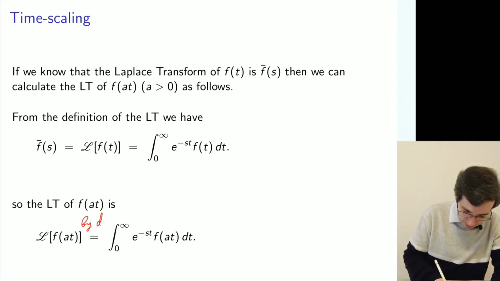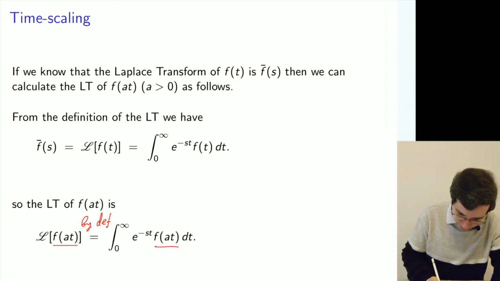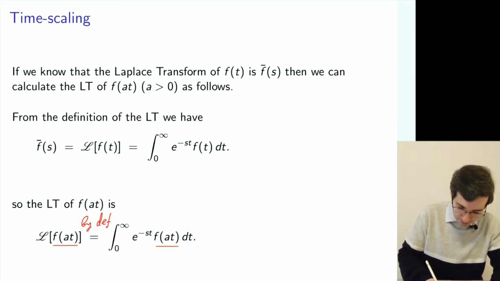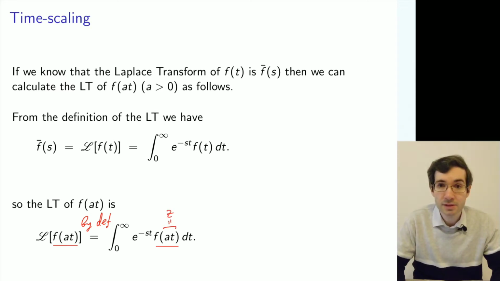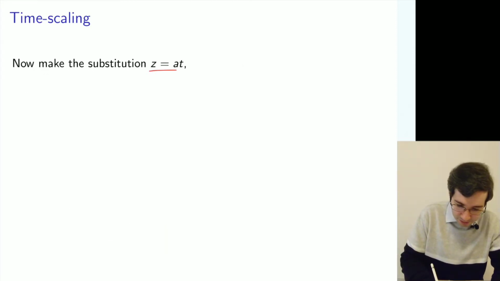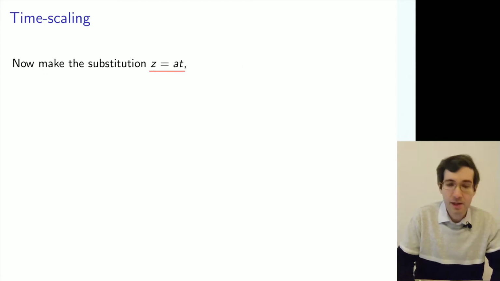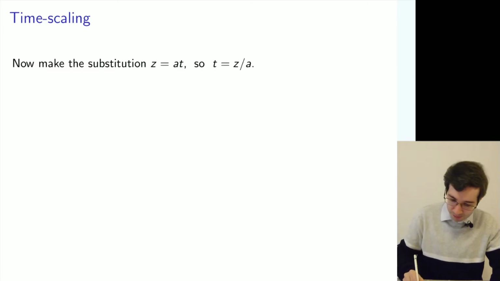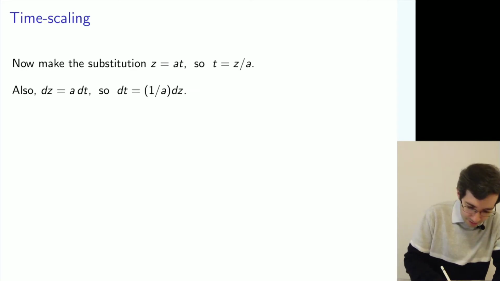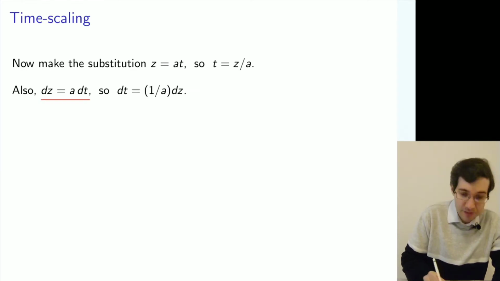By definition, it's just another integral where you put a function of a scaled argument inside this integral. And it's natural to use another variable, let's call it z, to evaluate this integral. So let's look at this in more detail. So you take a substitution, z equals a times t, or you can express t as z over a, and also have a relationship between the differentials.